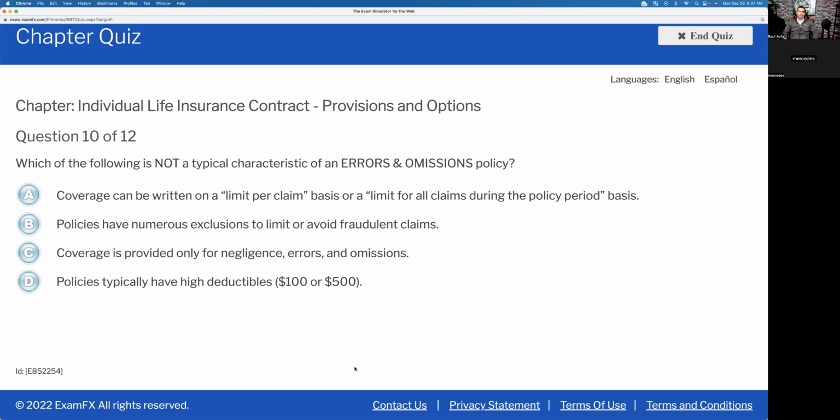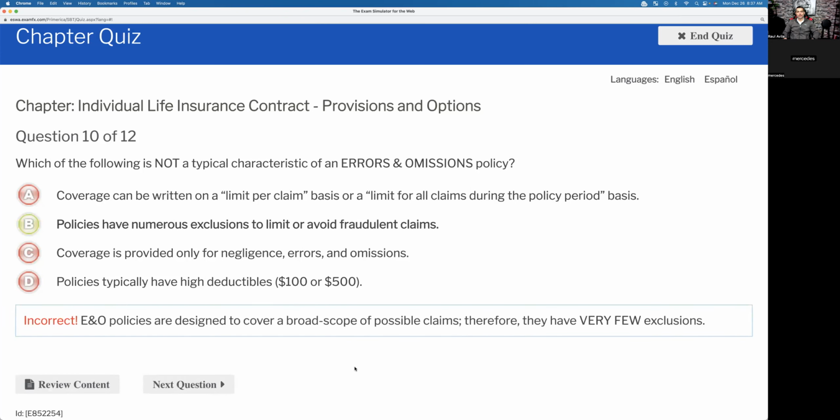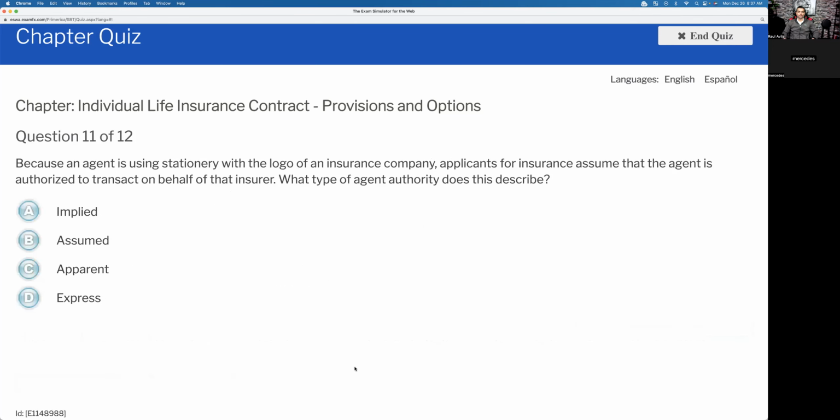Oh. I don't know, to be honest, but I'm thinking B or D. Let's go with D. It was B. Policies have numerous exclusions to limit. Okay, errors and omission policies are designed to cover a broad scope of possible claims. Therefore, they have very few exclusions. Got it. Makes sense. So high deductibles, very few exclusions. All right, got it.